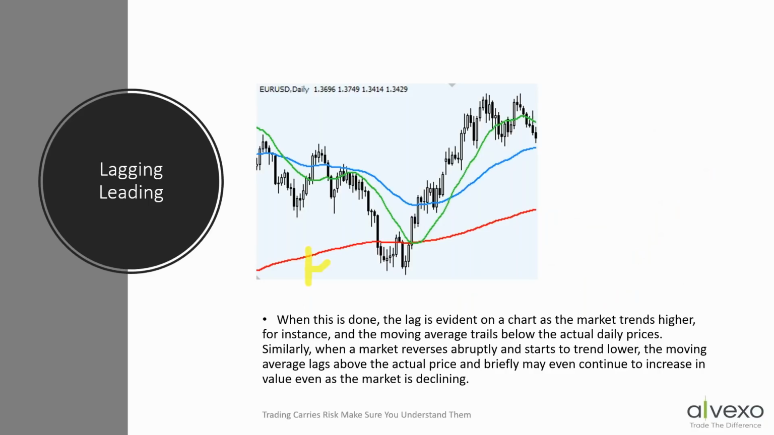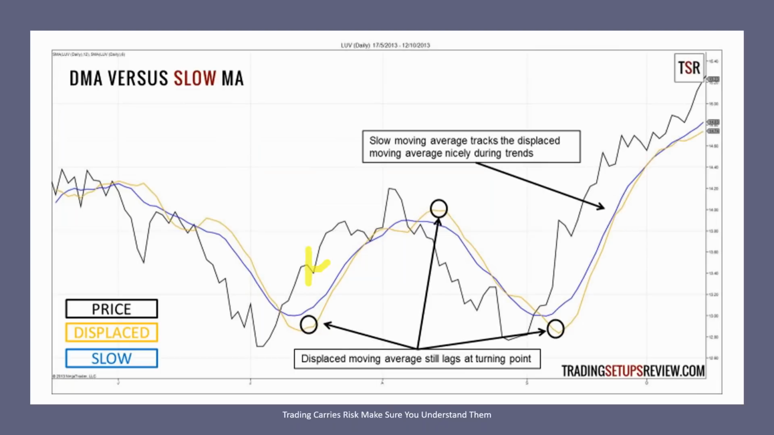When this is done, the lag is evident on the chart as the market trends higher, for instance, and the moving average trails below the actual daily prices. Similarly, when a market reverses abruptly and starts to trend lower, the moving average lags above the actual price and briefly may even continue to increase in value as the market is declining. Whereas using a displaced moving average, you will see where the price should have been.